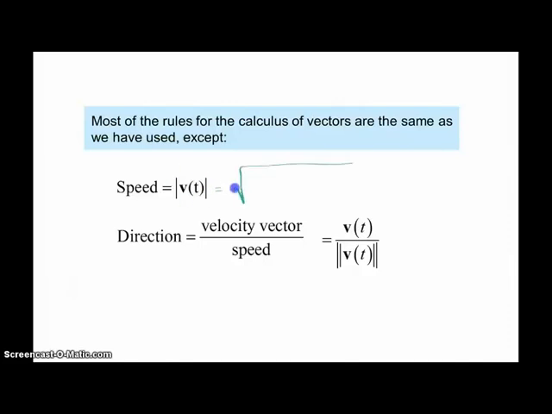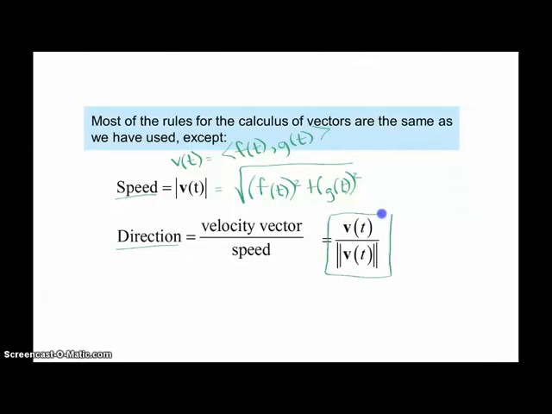So if this was the velocity vector, let's say we have the velocity vector v of t, which has horizontal component f of t and vertical component g of t, then we would say that the speed would be the magnitude of the velocity vector. So that would be f of t squared plus g of t quantity squared, and we would take the square root of that. The direction is the velocity vector divided by the speed. So again, you need to make sure that those two things are in your notes.